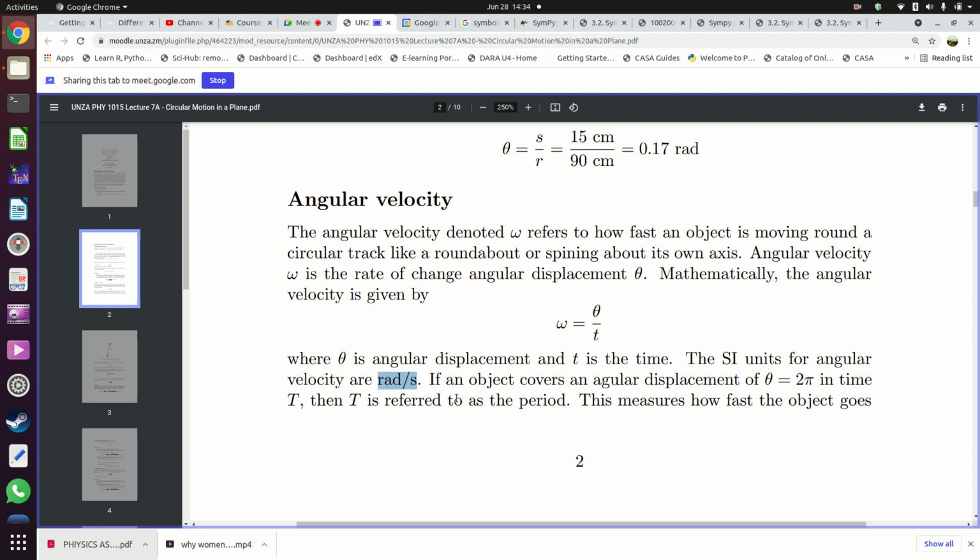Okay. If you go around a circle once, the amount of angular displacement you cover is 2 pi radians.